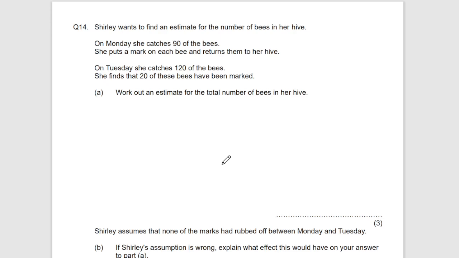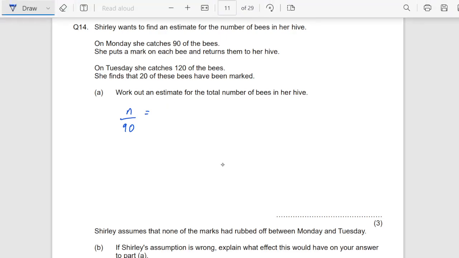This is a capture recapture question. I tend to always do, just because it works out easier, I start with saying out of the whole population, which I'm going to call n for now, she caught 90, and that's going to be equal to the fraction, this second fraction, no, wrong way around, the total that she caught that had marks on them. Now, most people would set that up with the fractions the other way around. That's okay. It just means an extra step in terms of your solving.